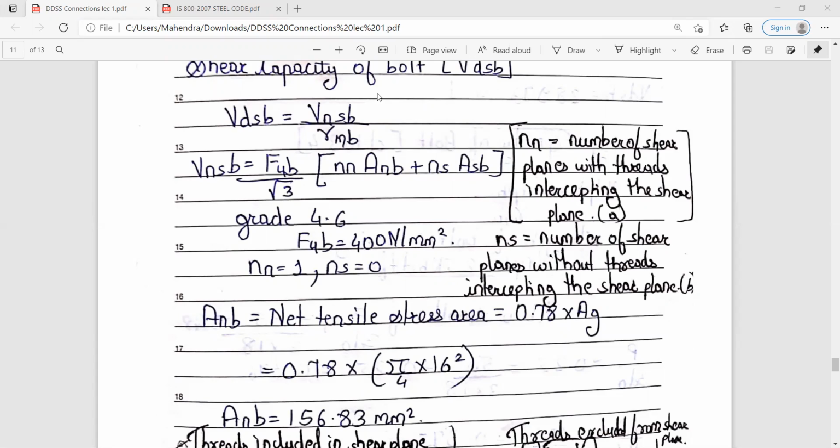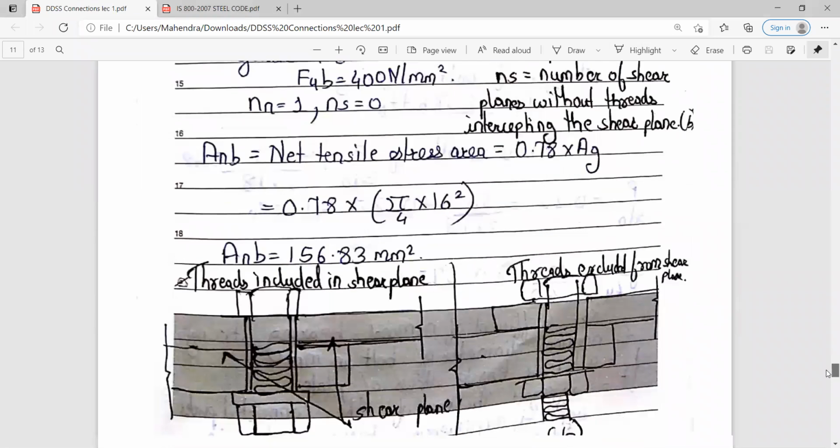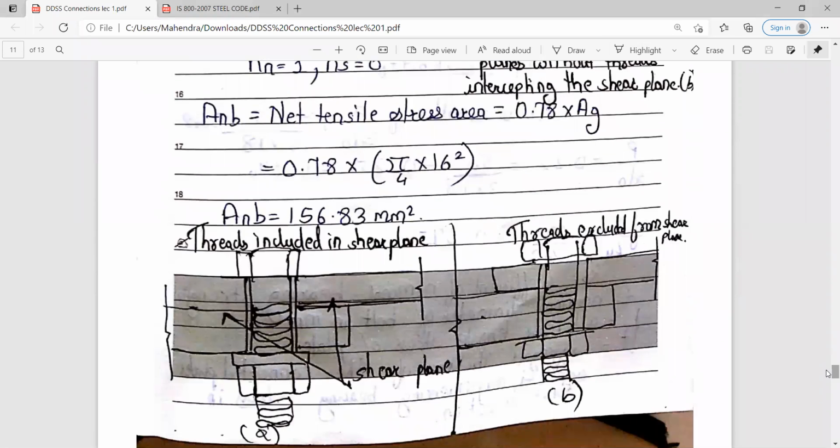Okay, should I proceed further? Done up till here? So there is no need to draw these diagrams. I will share this PDF with you.